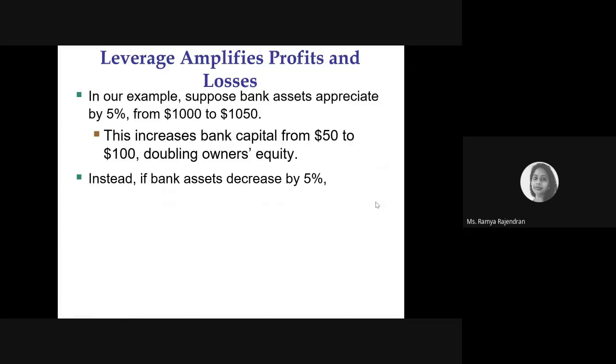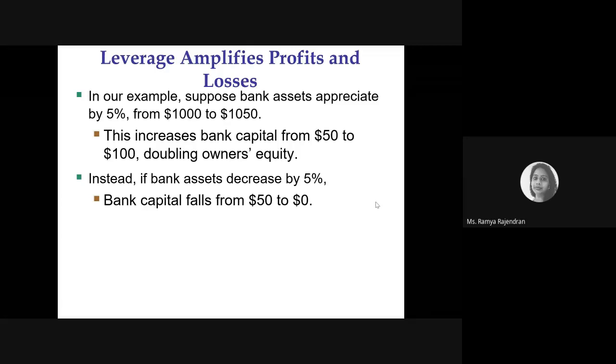Okay, but if the bank assets decrease, if the bank loans money, what happens? The bank capital falls from $50 to $0. Neither the borrower's money nor the depositor's money gets affected by the loss or the profits. Only the bank capital gets affected. If the assets decrease, bank capital goes to $0.